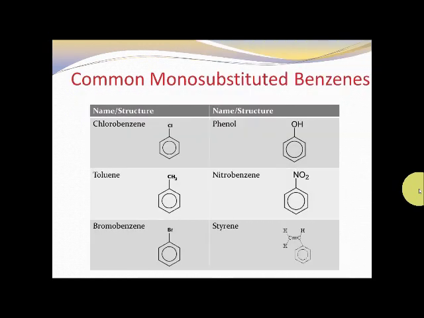Some other common names, so like chlorobenzene for the chlorine. If you have an OH group, an alcohol group is what that's actually called, we call that phenol. Toluene is when you have a methyl group off of it. Nitrobenzene is when you have an NO2. And bromobenzene is when you have a Br, bromine. Styrene has the ethyl group coming off of it. It's actually kind of like an ethene group coming off of it. So that's styrene with the "ene" to remind you about that double bond.